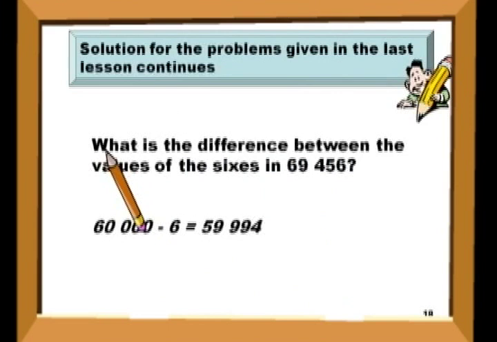Then we went to question 6, and I know you're having a lot of fun there because you got all of them correct. Now in question 6, the question asked was, what is the difference between the values of the 6's in 69,456? The value of the first 6 is 60,000, and the last 6 is 6. So when we take 6 out of 60,000, we're left with 59,994.